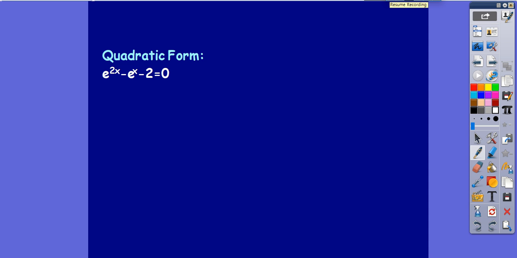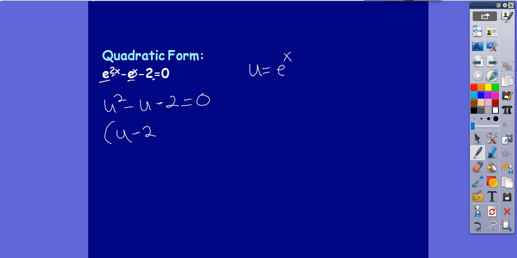All right, let's try this one. This is actually quadratic form, because this is a base e to the x, and it's a 2, a 1, and a none. So we're going to do something called substitution. We're going to make the base e to the x equal u, so this is going to be u squared minus u minus 2 equals 0. The factors of negative 2 that when added together give you a negative 1. That's going to be u minus 2 and u plus 1 equals 0. And so I get u equals 2 and u equals negative 1, but we're not done because we're solving for x.